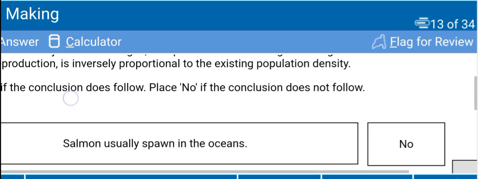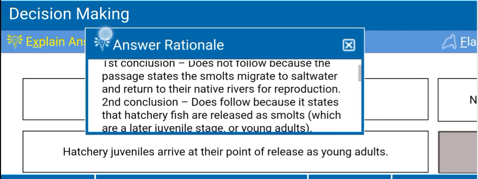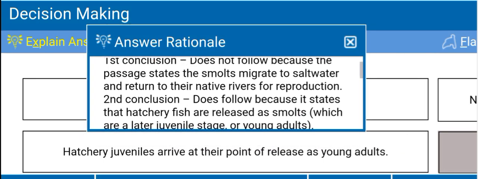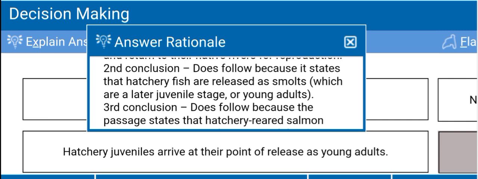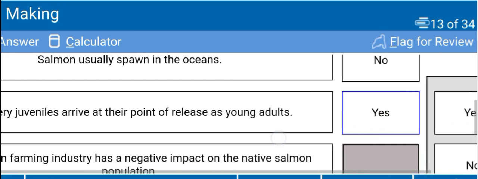Second, we have the conclusion that says hatchery juveniles arrive at the point of release as young adults. It does follow because it states that hatchery fish are released as smolts, which are a later juvenile stage or young adults. So this one does follow the statement, so that's why we will drag a yes and drop it here in front of this conclusion.